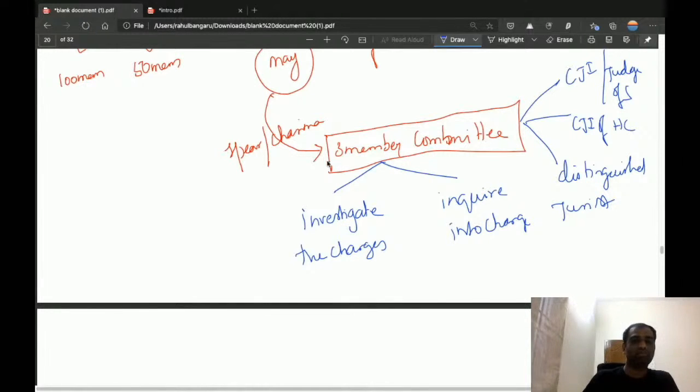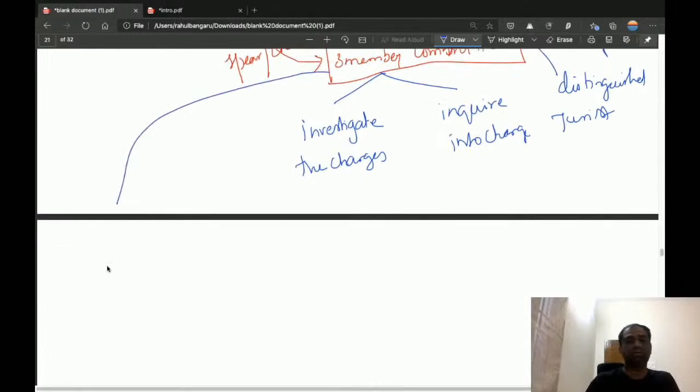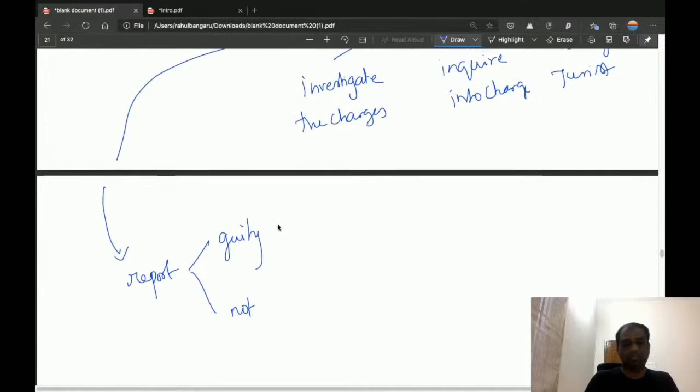Now, this 3-member committee, after their investigation, will submit their report. This report will find the judge either guilty or not guilty. If the Judge of the Supreme Court is found guilty of the said offences, if this committee finds him guilty, this motion has to be passed via special majority in the first house.